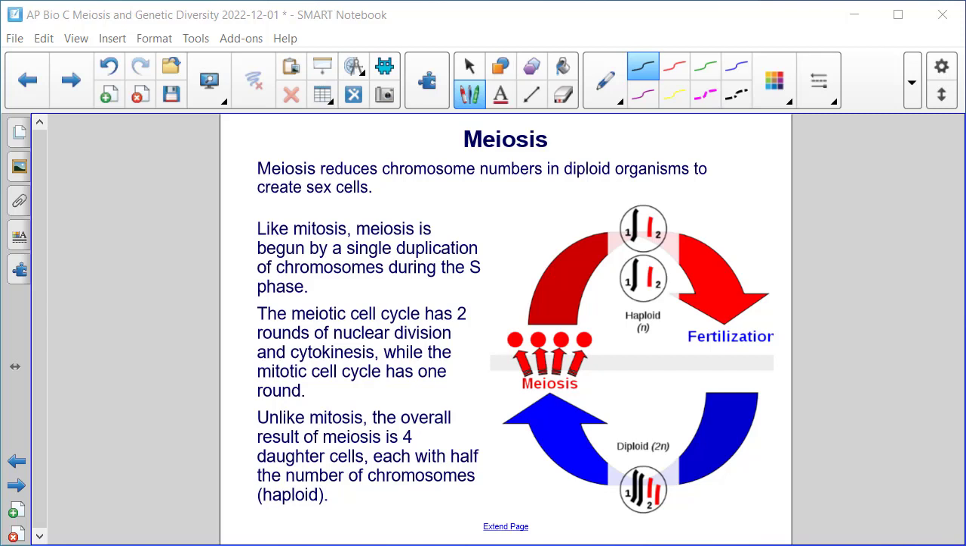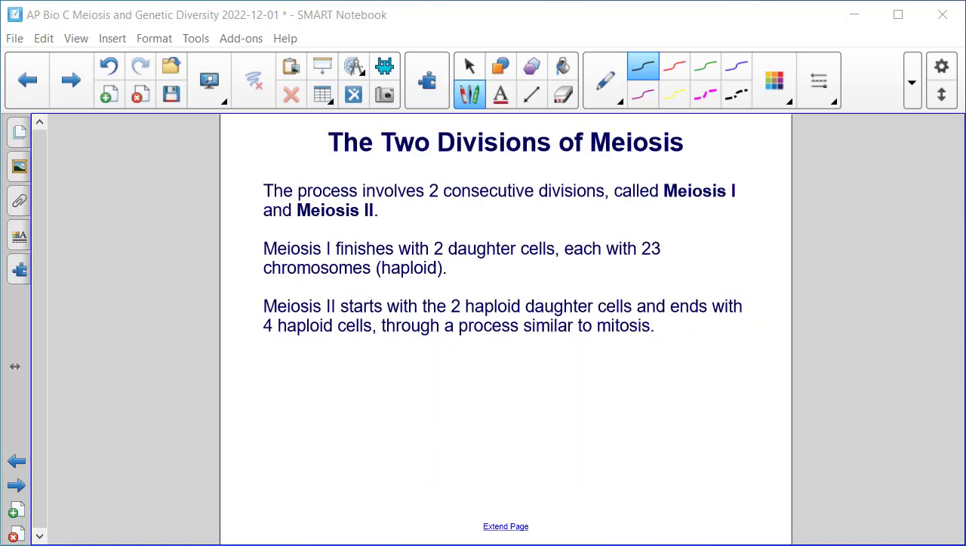Unlike mitosis, the overall result of meiosis is 4 daughter cells, each with half the number of chromosomes, haploid. The process involves 2 consecutive divisions called meiosis 1 and meiosis 2. In meiosis 1, the number of cells is doubled, but the number of chromosomes is not. So we finish with 2 daughter cells, each with 23 chromosomes.